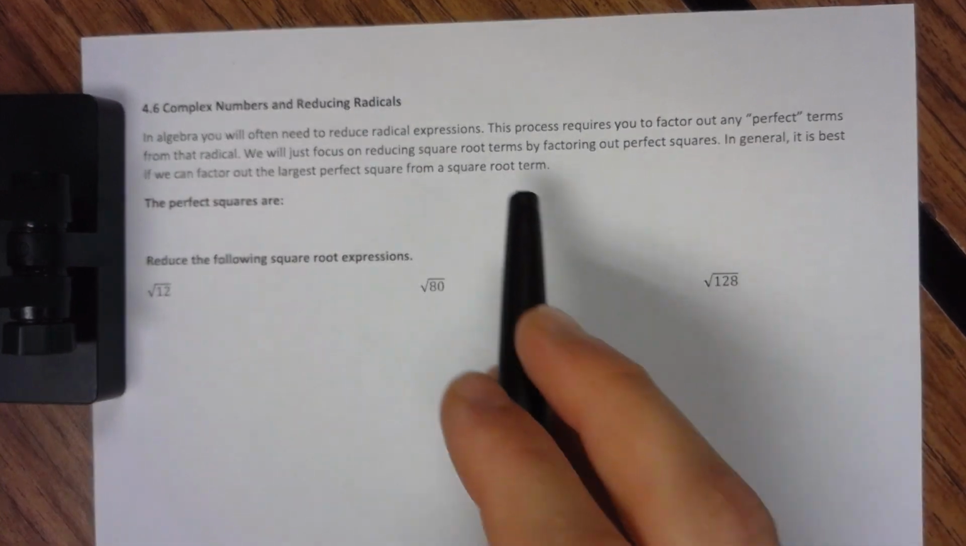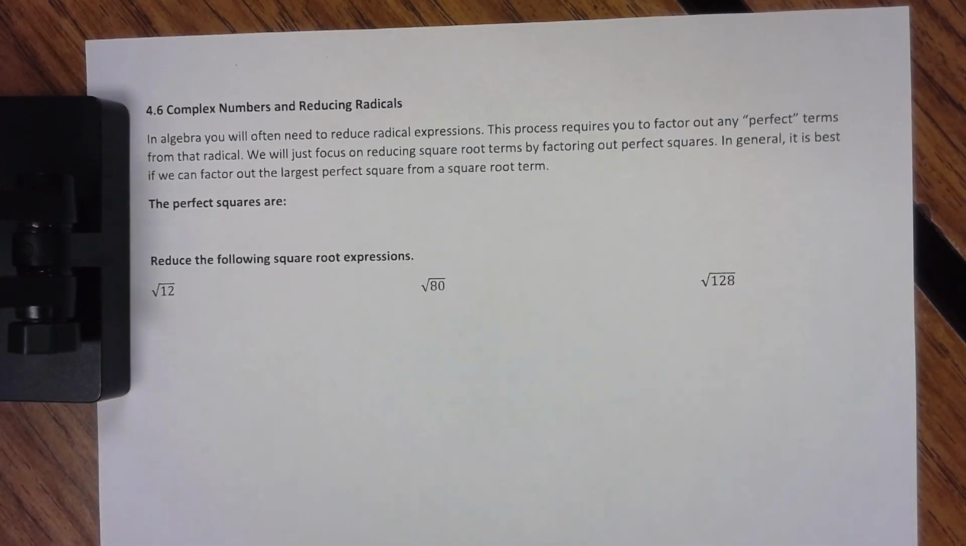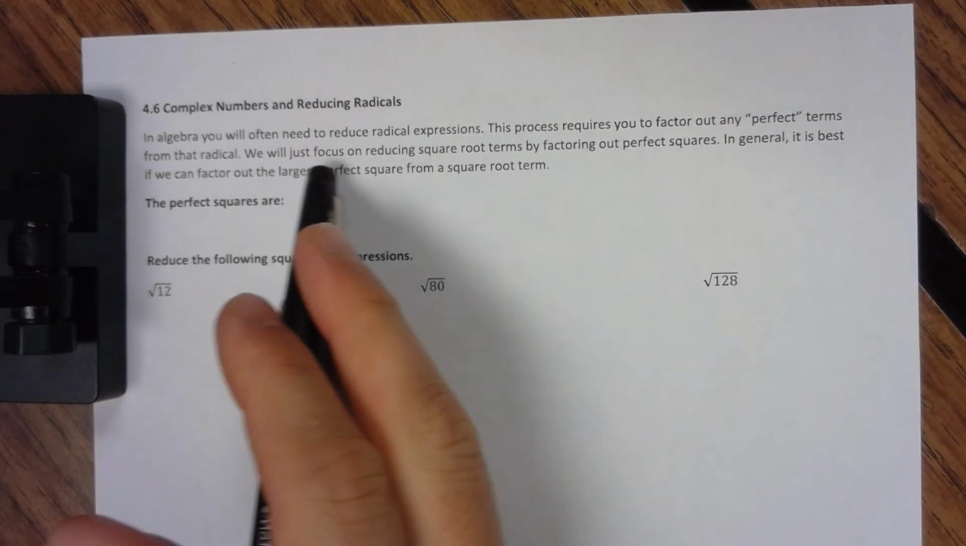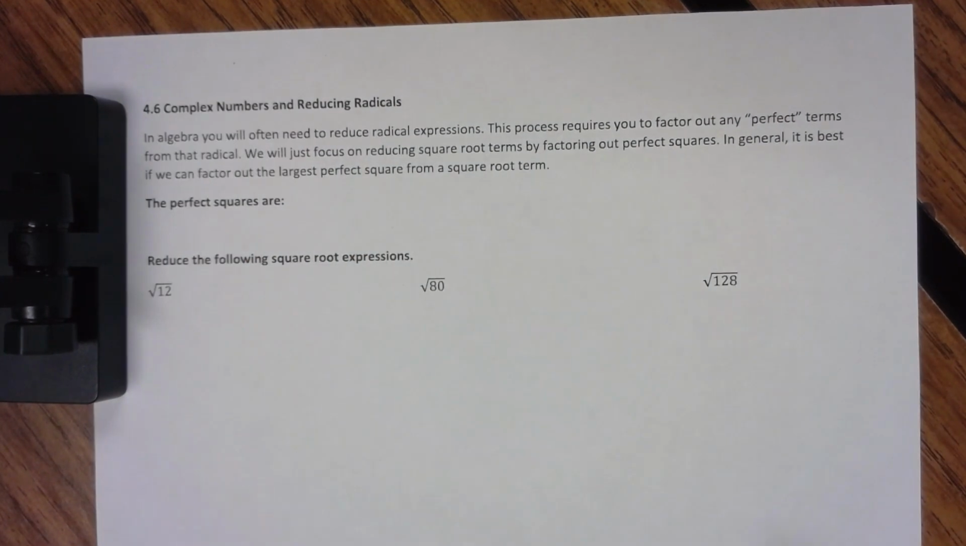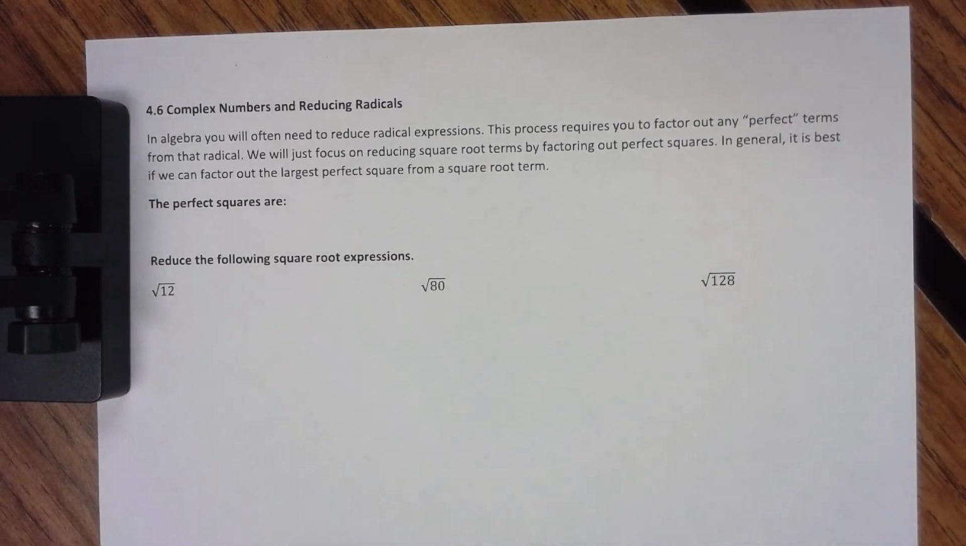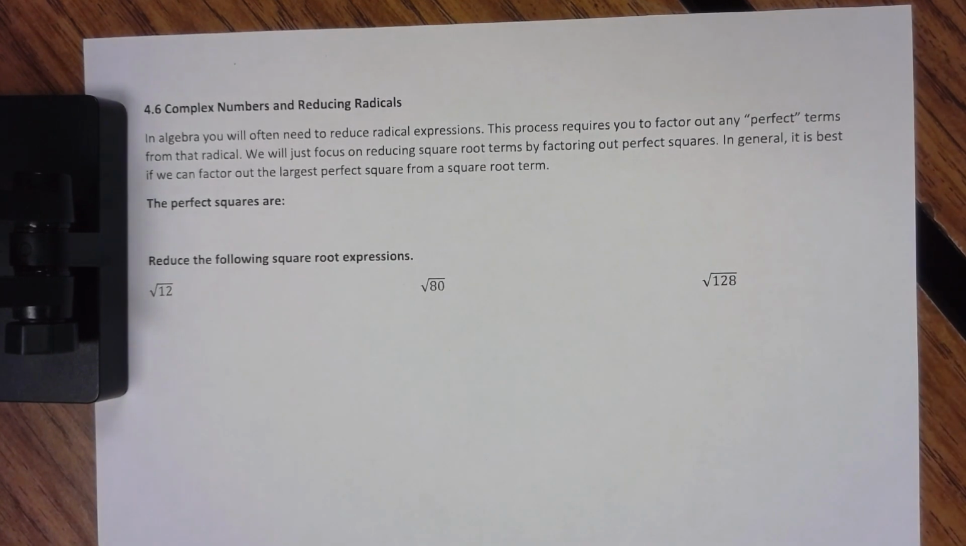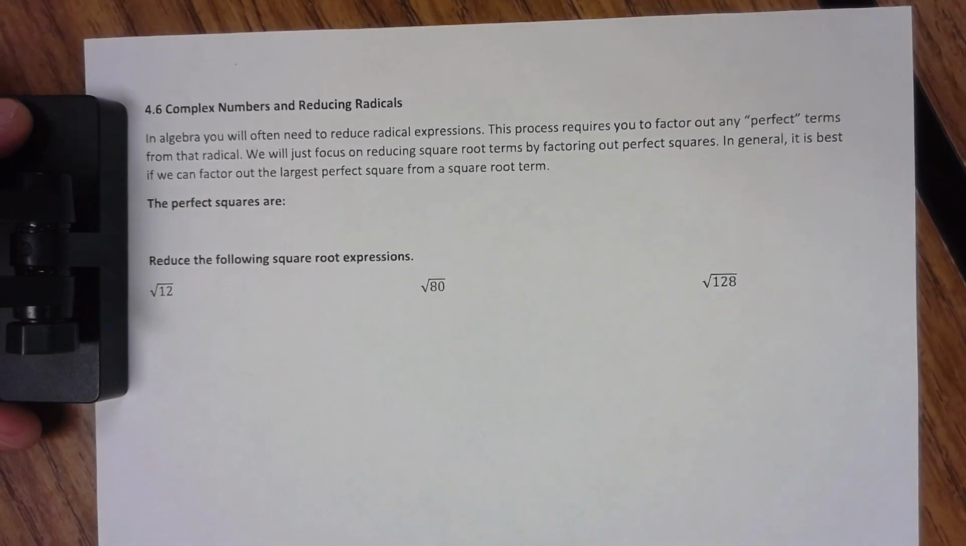This process requires you to factor out any perfect terms, and I'm saying perfect because we're just working with square roots. You could work with cube roots or fourth roots or fifth roots, and the perfect terms or the perfect numbers are a little bit different then. We're just going to focus on square root terms by factoring out perfect squares. In general, it is best if we can factor out the largest perfect square from a square root term. That's going to always be our objective.